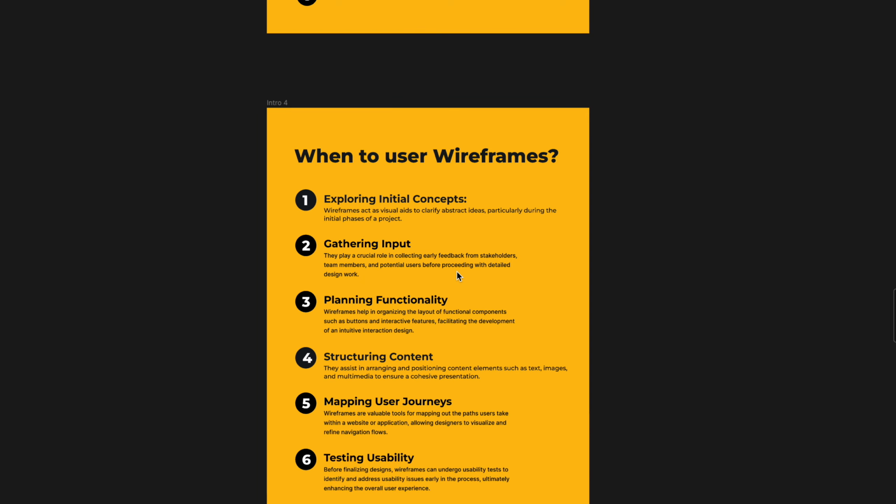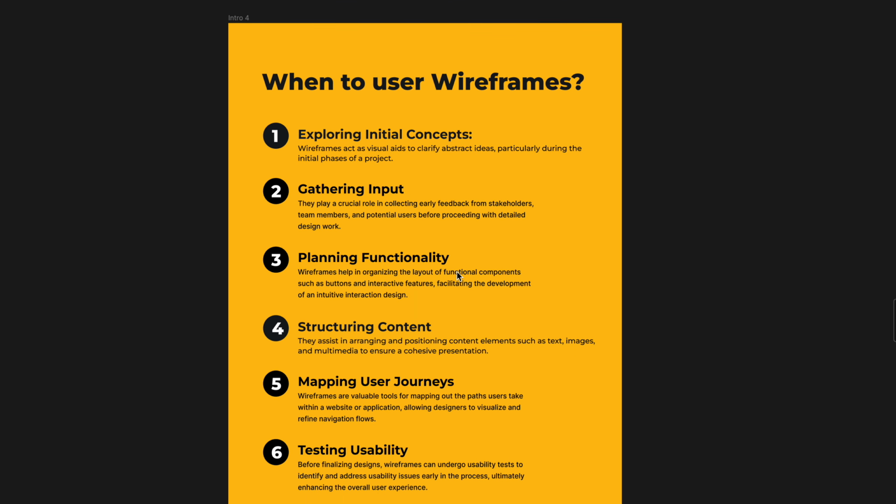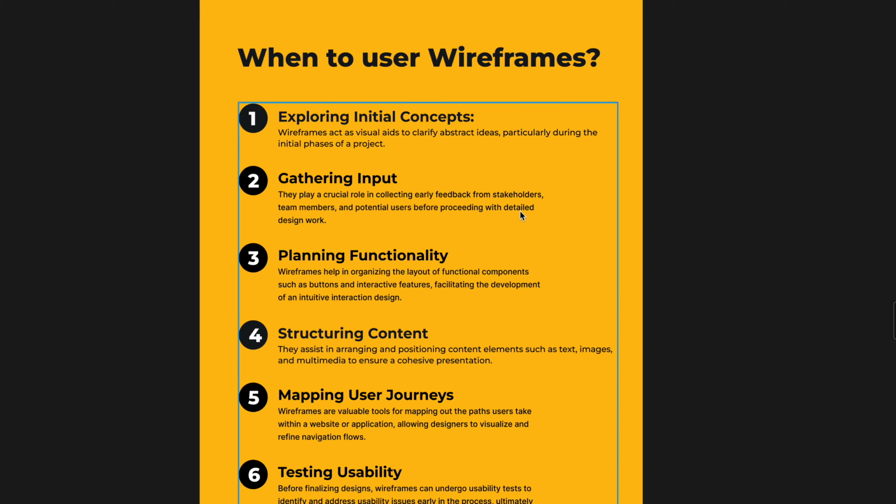And when to use wireframes, right? So first is when you are exploring concepts. Wireframes act as visual aids to clarify abstract ideas, particularly during the initial phase of the project. Let's say you have a wide vision of any product, right? And as an initial concept, different stakeholders will have different ideas about it, and there will be a lot of confusion. So wireframing helps you put your ideas onto paper and say, this is exactly what I want. Now you give me the feedback, right? So that is where wireframes are used, exploring the initial concepts.